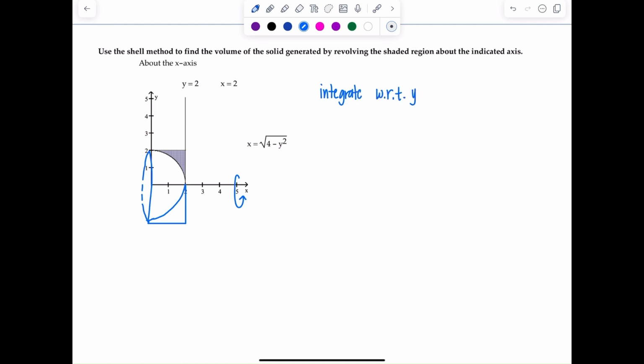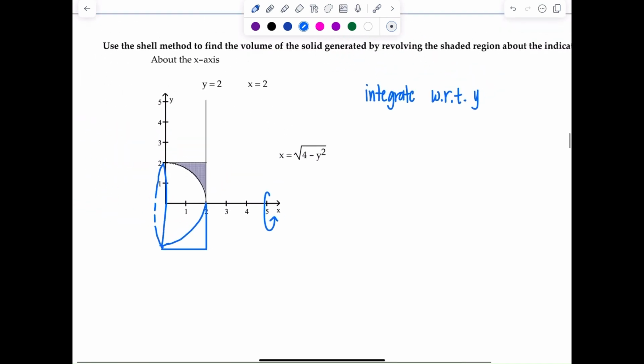Okay, let's draw a typical shell. That is key. So start in the original region. If I spun around the x-axis, that's a horizontal line. So draw a baby horizontal line segment in the original region, right here. Reflect it on the other side. That's the height of your cylinder. Now connect them, make a cylinder, and there you go. So that's the height, and then the radius is right there.